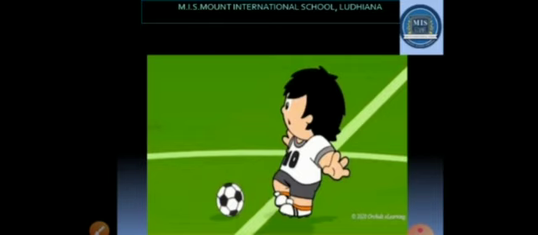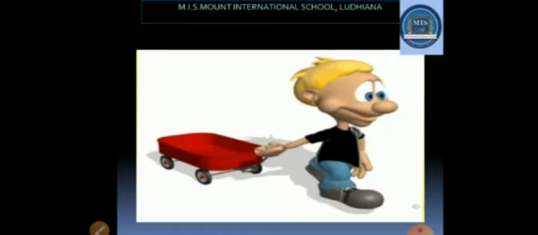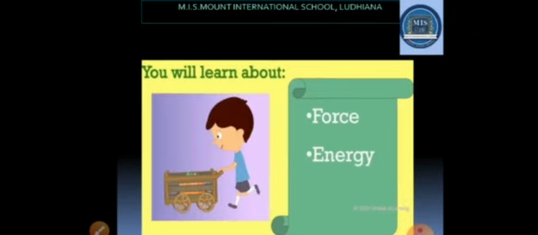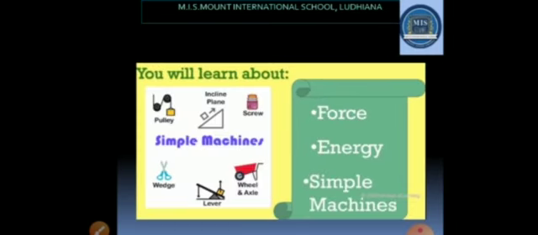Now, what is the player doing when he kicks the football? He is just pushing the ball, right? Here, the person is pulling the cart. He also has to apply some force in order to pull the cart. Now, in our daily life, we perform many activities which deal with force, energy, and the usage of simple machines in order to apply the force. So, in this chapter, we will learn about all these three things, that is, force, energy, and simple machines.